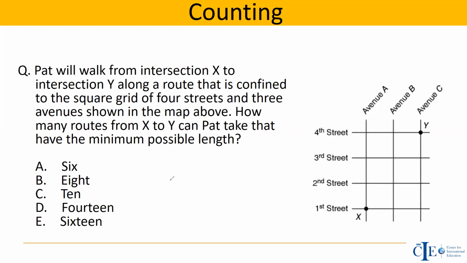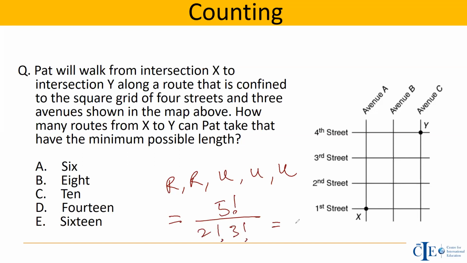So the shortest would comprise two rights and three ups. It's like there's a word comprising two R's and three U's. How many arrangements are possible? I would say that's 5 factorial over 2 factorial, 3 factorial, which is the same as 5C3, also 5C2, right? So total, there are 5 moves. You can say R plus U, out of which how many R's can you select, which is the same as R plus U, C, U.